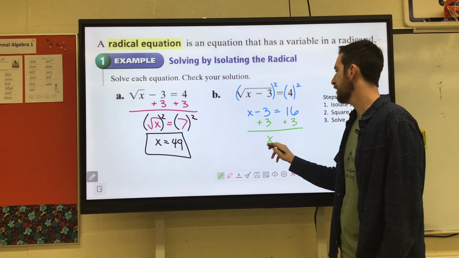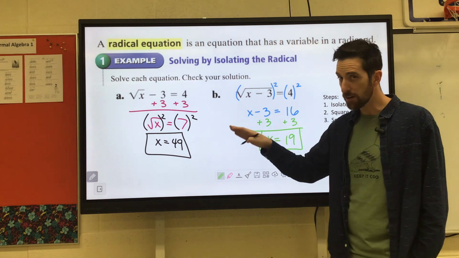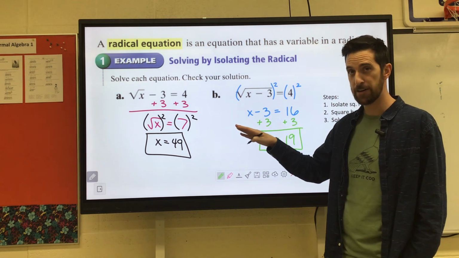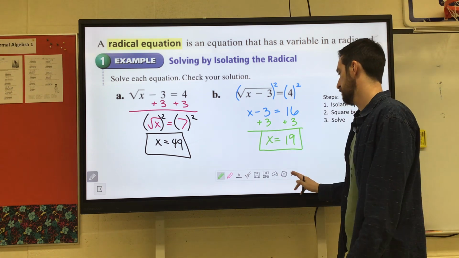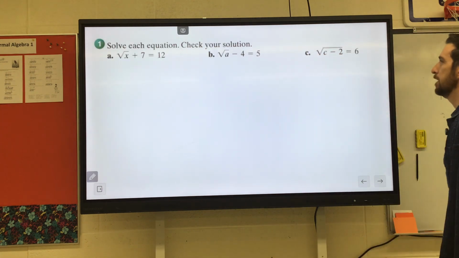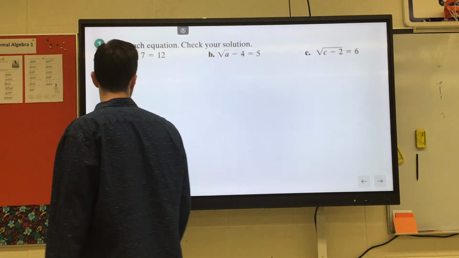That's not bad, right? Get it to where it's just the square root, and then square both sides to cancel that out, and then solve what's left, if there is something left to solve. So I have 3 more here. I'd like you to try them. Give them a whirl.